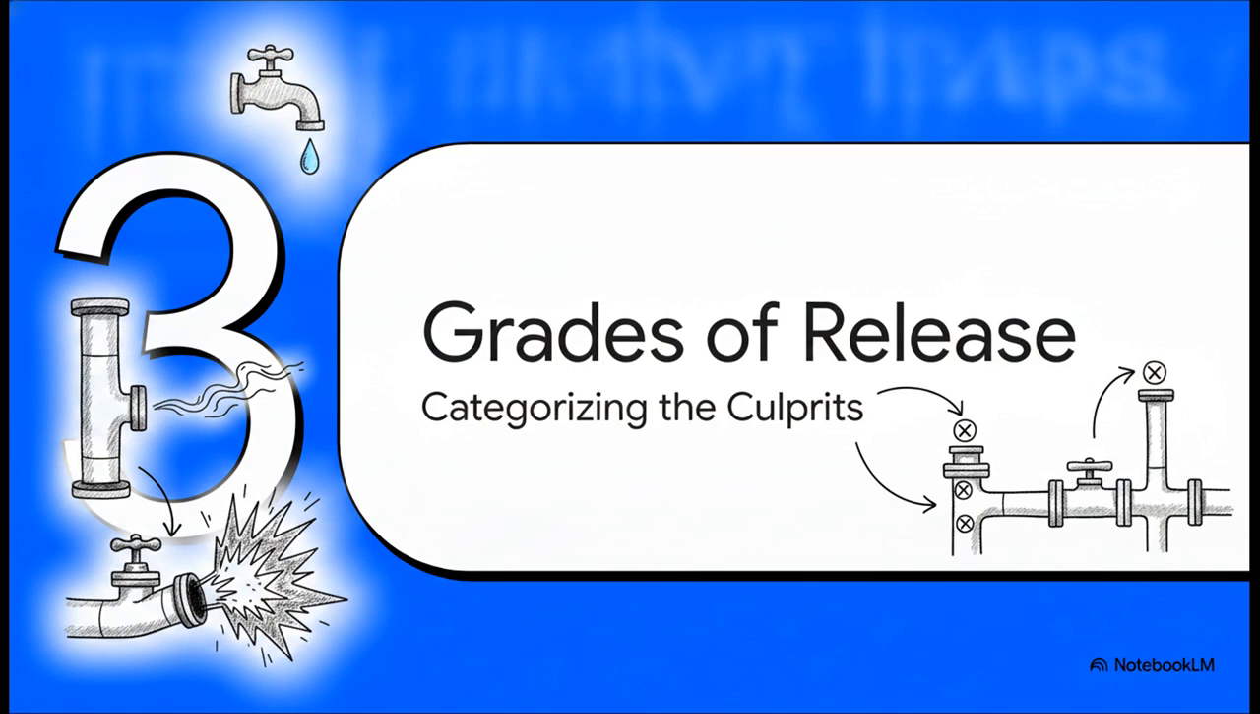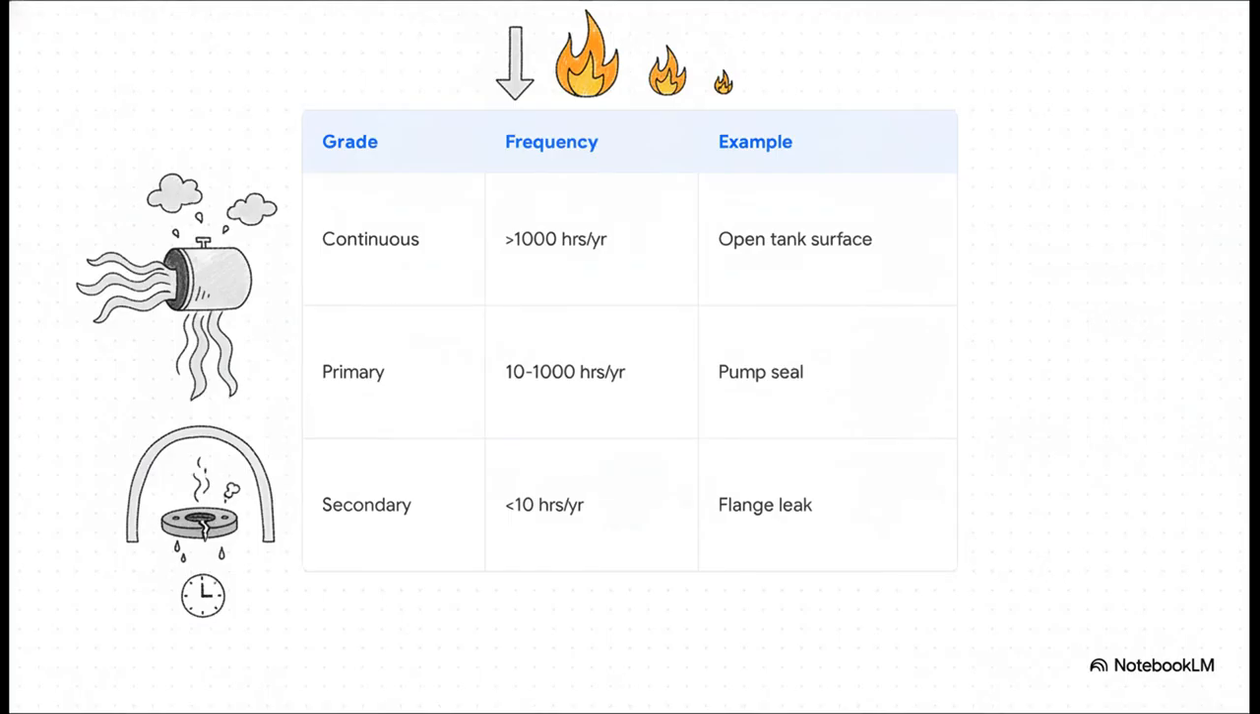Because once you actually find a leak point, you can't just treat them all exactly the same. You've got to sort its behavior into one of 3 distinct grades, based on how often it's throwing out flammable material. What's really interesting here is how we break down the severity. These 3 grades represent the decreasing likelihood of an explosive gas atmosphere actually being present during normal operations.